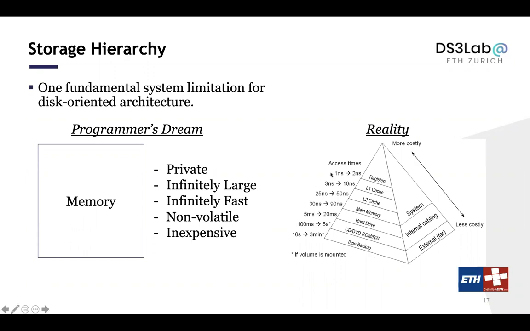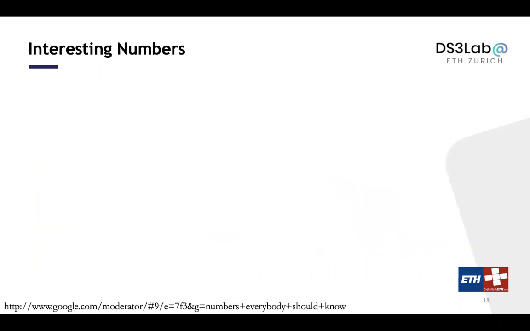For example, accessing the register is maybe 1 or 2 cycles. Whenever you want to access information from the hard drive, we are talking about essentially millisecond level. Dealing with memory is often orders of magnitude faster than accessing information from the hard drive. But on the other hand, as you go from the top to the bottom, the storage is also going to get larger and less expensive.